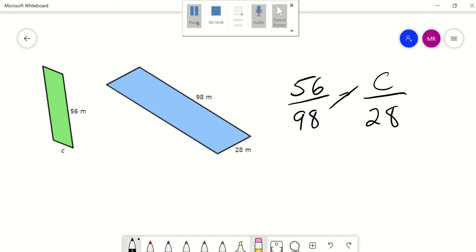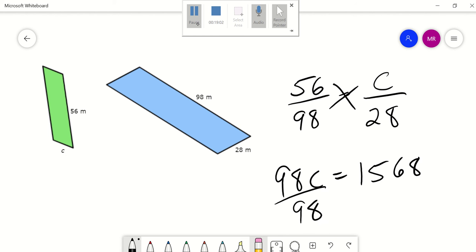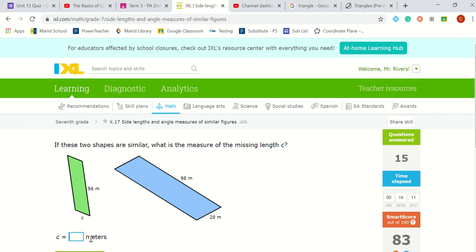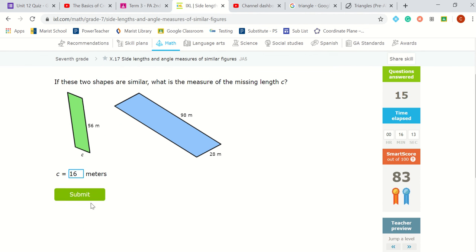We cross multiply and solve. 98C equals 56 times 28. With the calculator, 56 times 28 is 1,568. We then divide both sides by 98. Back to the calculator, 1,568 divided by 98, and we get C equals 16. C equals 16. Back to IXL, there you go, 16 meters.